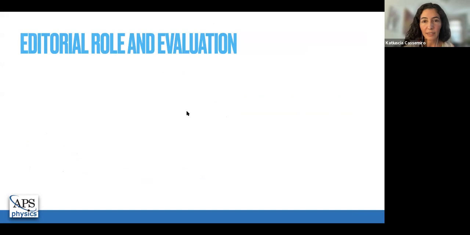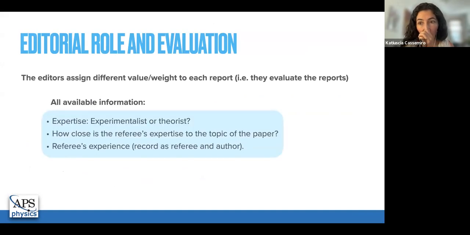One other thing that there is a lot of misconception about is the following. When we read the reports, from the point of view of the editor, if I have two positive reports and one negative, then for sure I should accept. No, it doesn't work like that. I have to read the reports and see how substantiated they are.